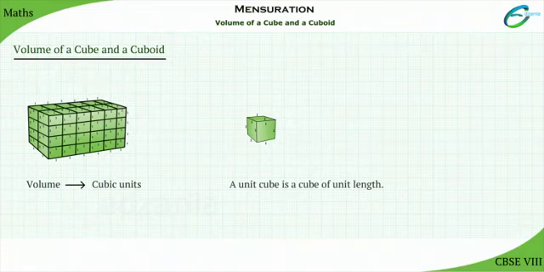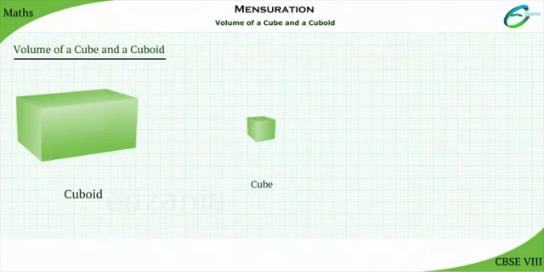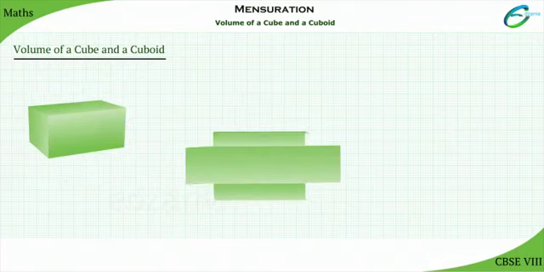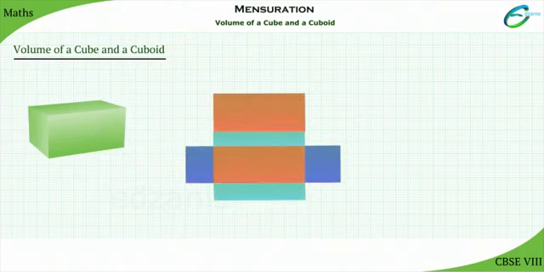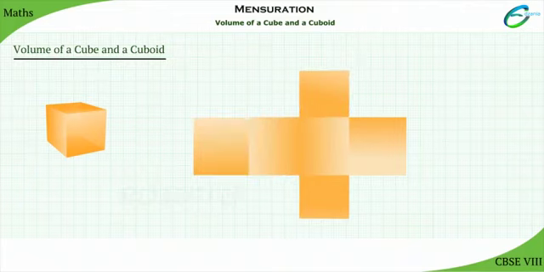Let us now consider the solid shapes, a cuboid and a cube. A cuboid has 6 faces and the opposite faces are congruent. A cube has 6 faces too, but all the faces are congruent to each other and square in shape.